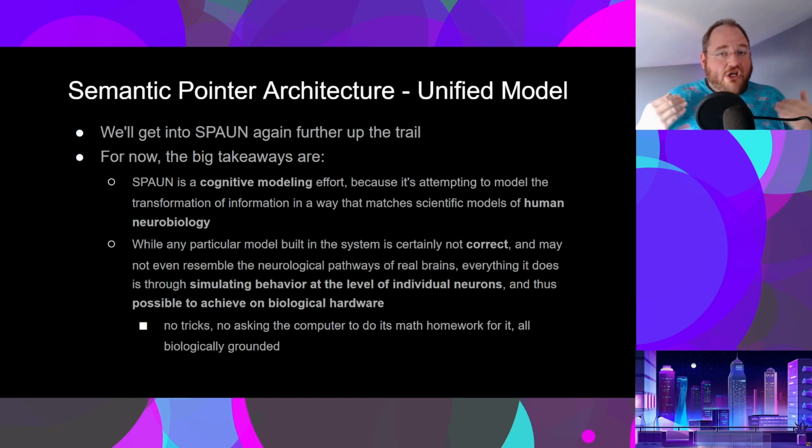And thus, we know that anything you build in this system technically could be possible with just a lump of neurons. Get the right kind and simulate them the right way and hook them up the right way. You could make Spawn out of biological tissue. Ugh. It'd be gross, but it would be impressive, right? And that's kind of the core insight of this structure. There's no tricks. There's no asking the computer to do its math for it. It's all biologically grounded. Everything that occurs never leaves the biological simulation.